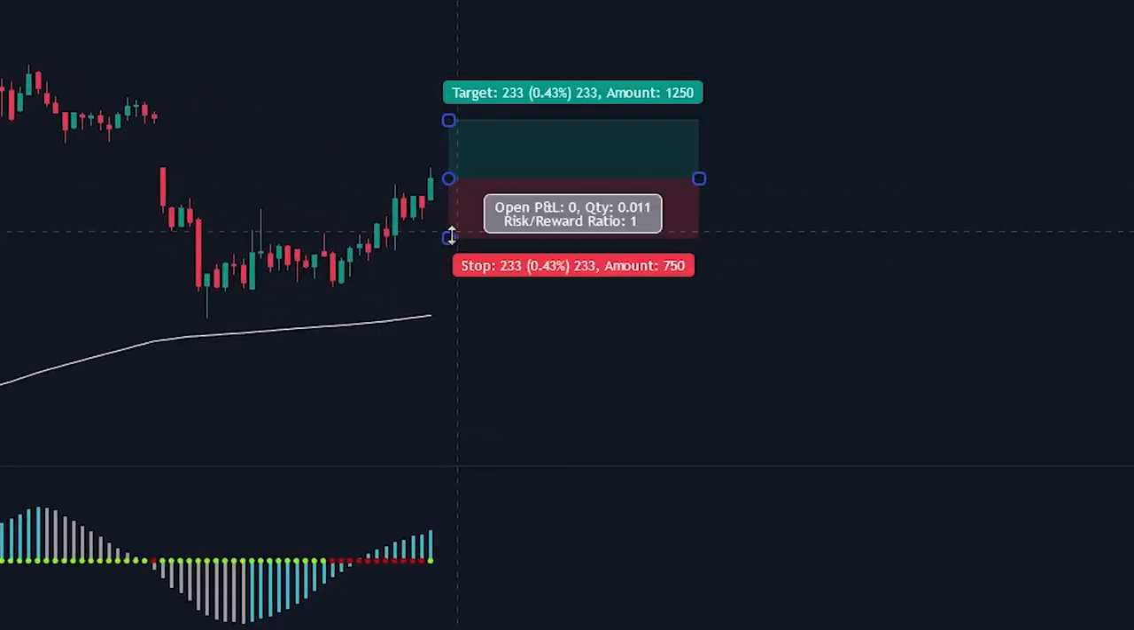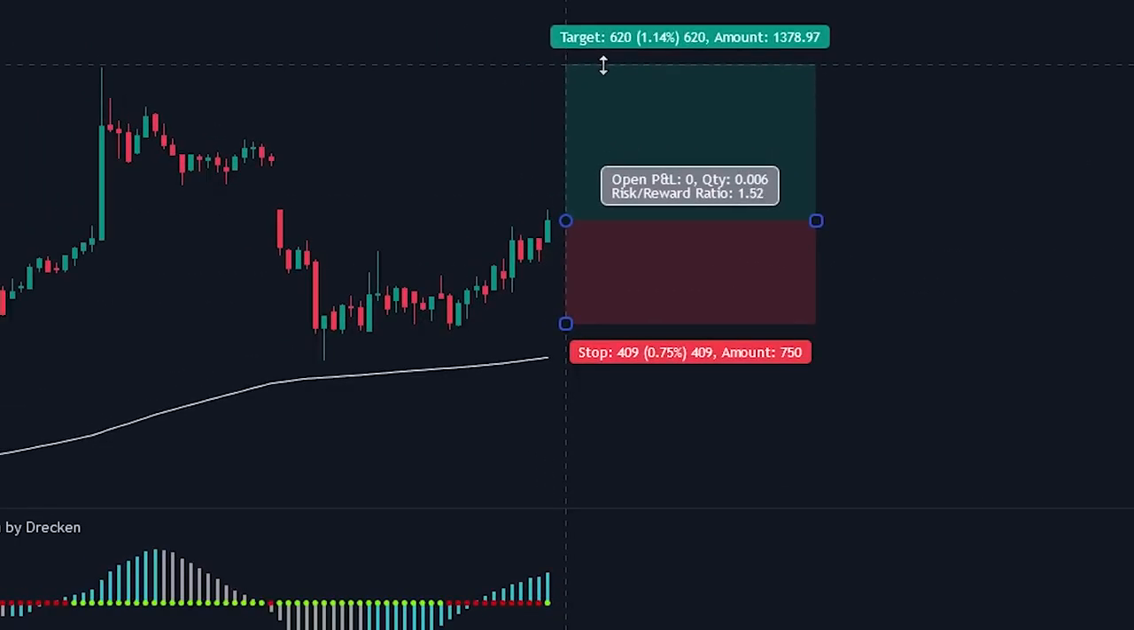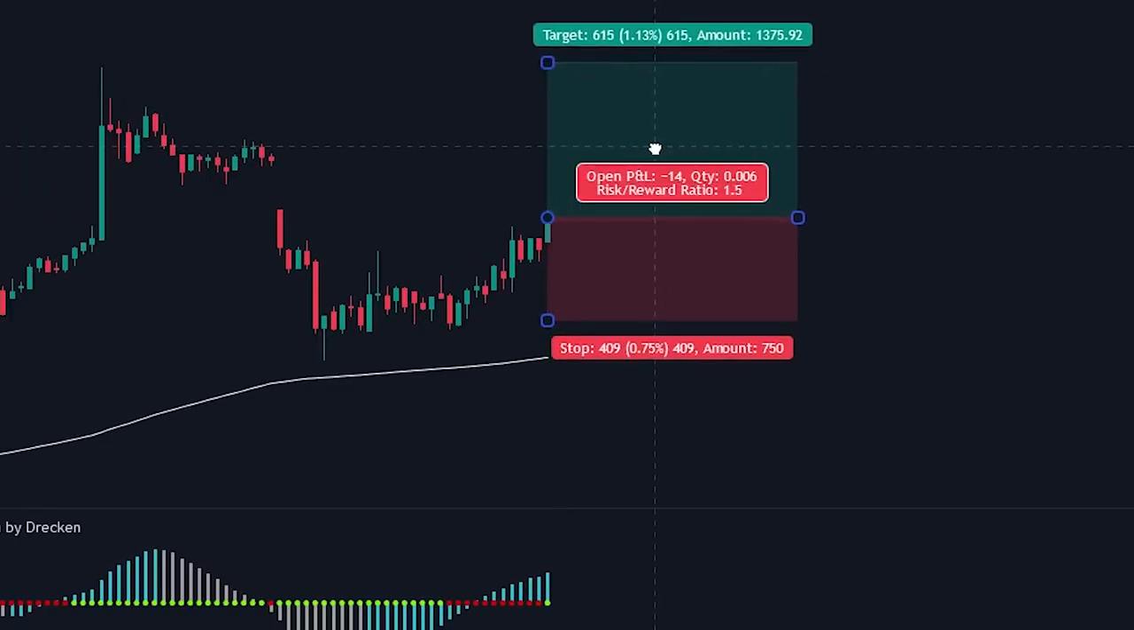We will be placing the stop loss at the recent swing low. For the take profit, we will be targeting a previous swing high with a minimum risk to reward ratio of 1.5.